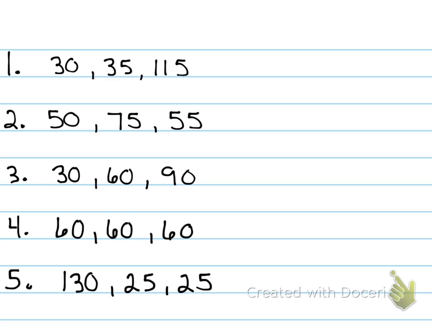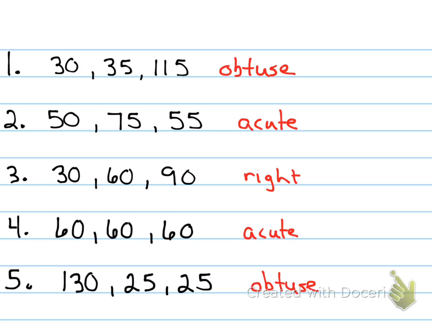All right, everybody together. Number 1? Obtuse. Why? Which angle? 115. 115 is greater than 90. What about number 2? Acute. What about number 3? Right. Number 4? Acute. And number 5? Acute. All right, very good. Who got all 5?